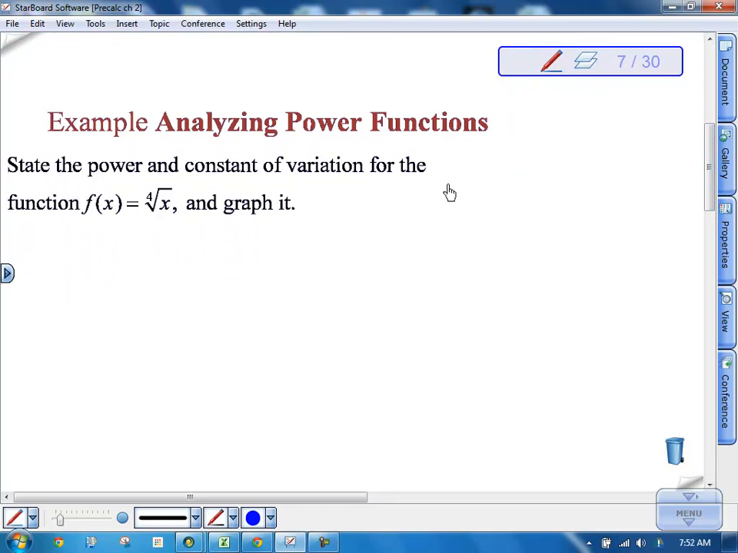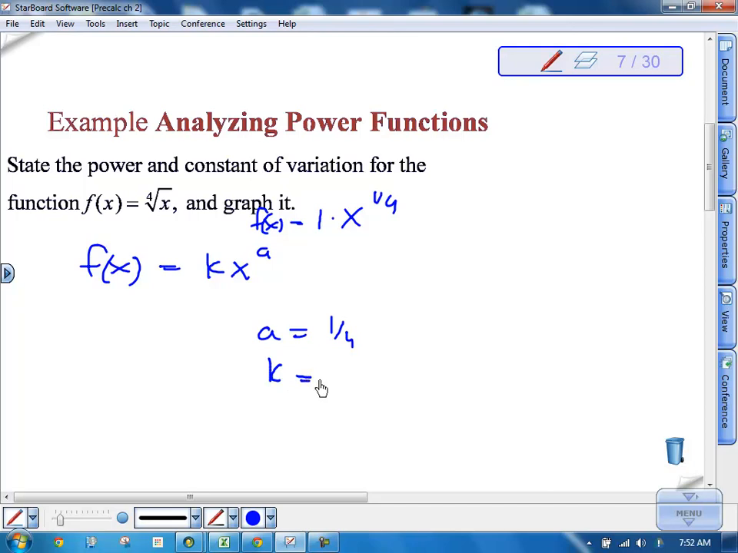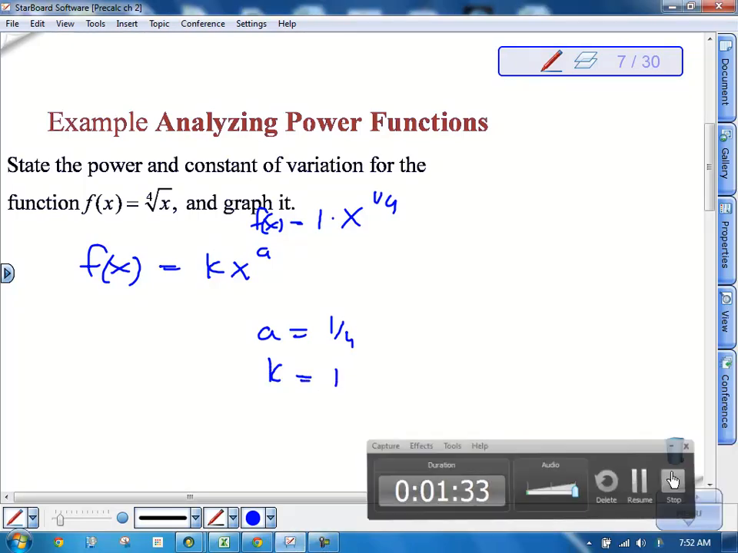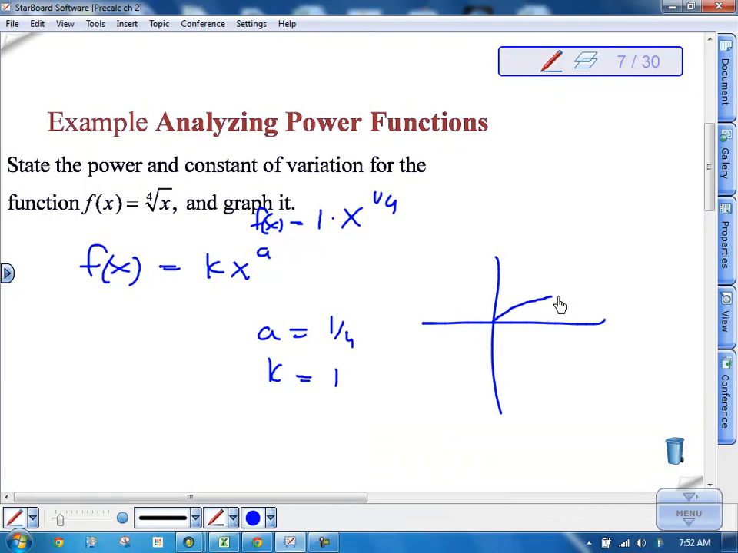Okay, so here's an example then. It says state the power of the constant of variation. So keep in mind that these power functions have this form, f of x equals k x to the a. So k is the coefficient, which in this case is 1. I'm going to rewrite this right here as 1 times x to the 1/4. So you can see that k is 1 and a is 1/4. So the power is 1/4, which is the fourth root, and the constant of variation, k, is 1. Now, if you do go to graph this, it's going to look something like this right here.